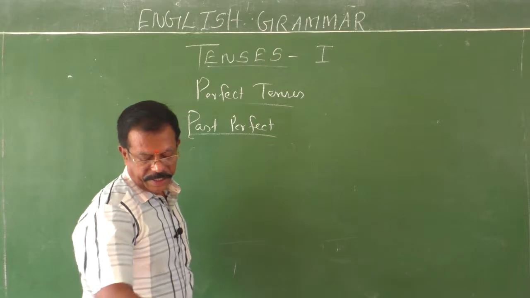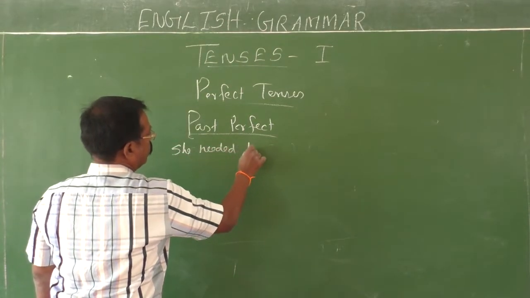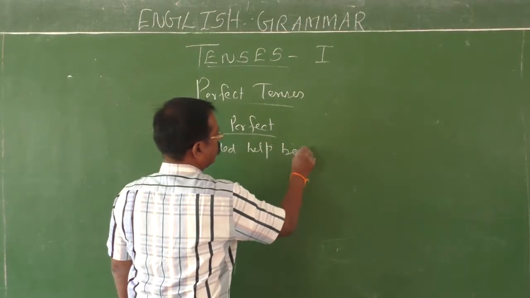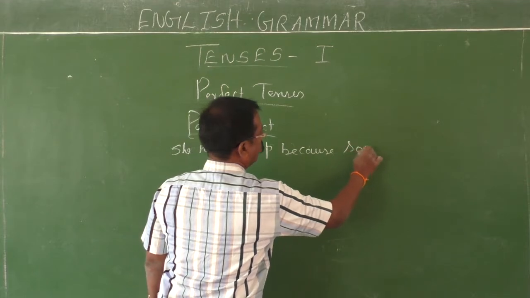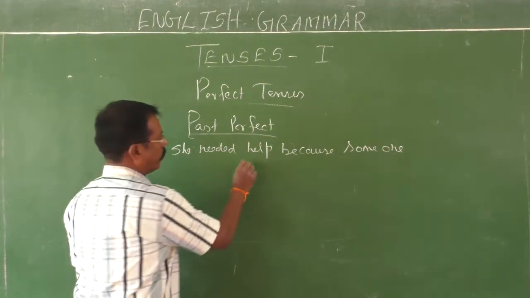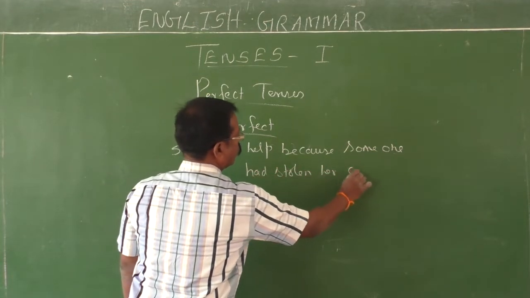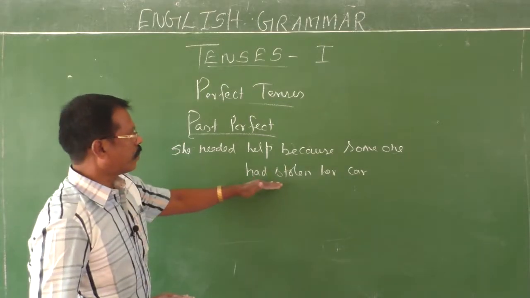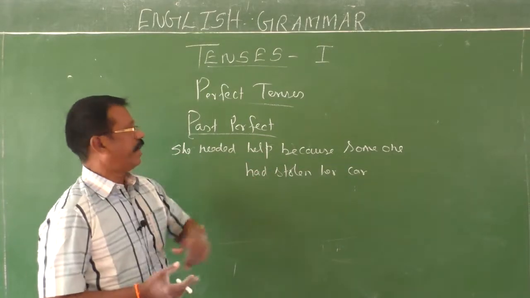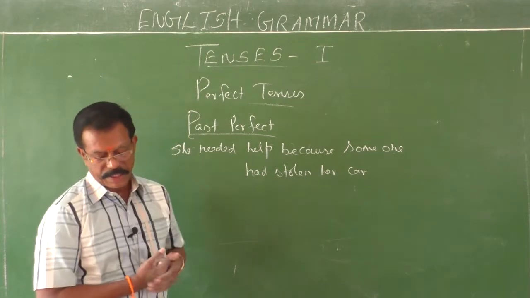See, she needed help. She needed help because someone had stolen her car. So someone had stolen the car took place first. It was stolen. Thereafter she needed help. So the first one is expressed in the past perfect tense and the second one in the simple past.